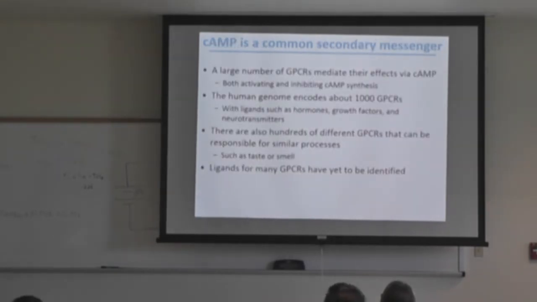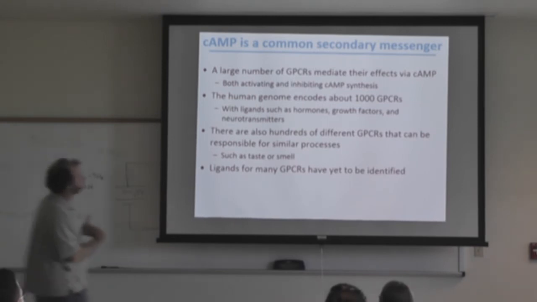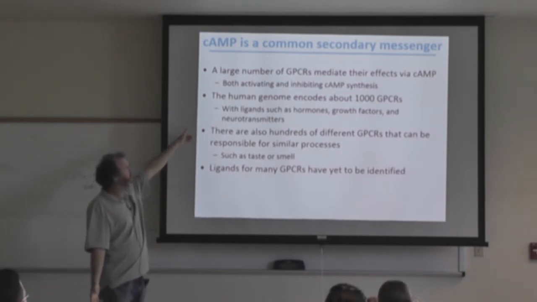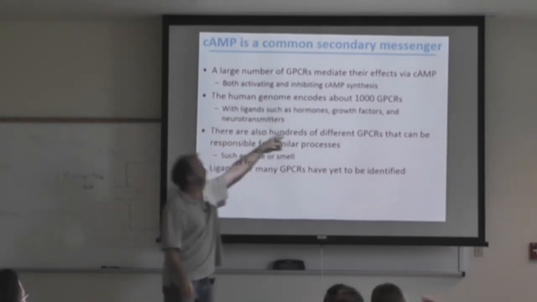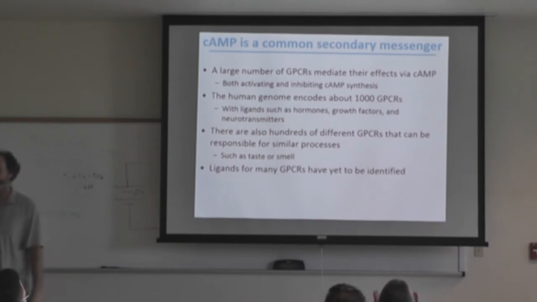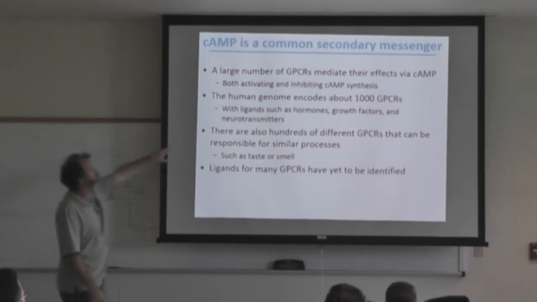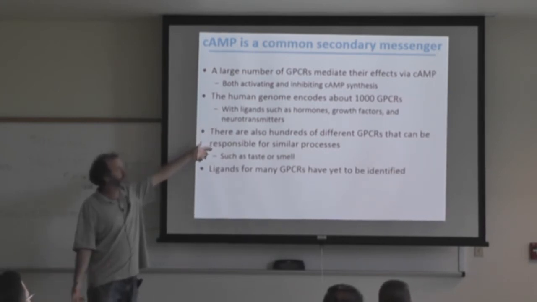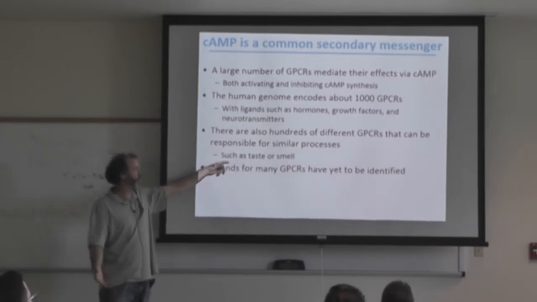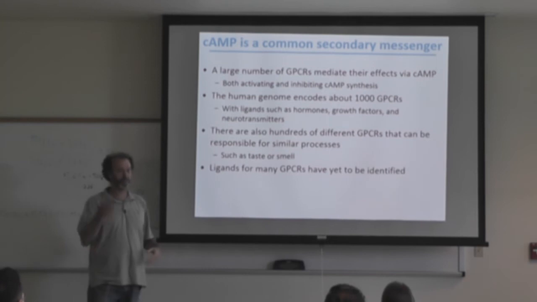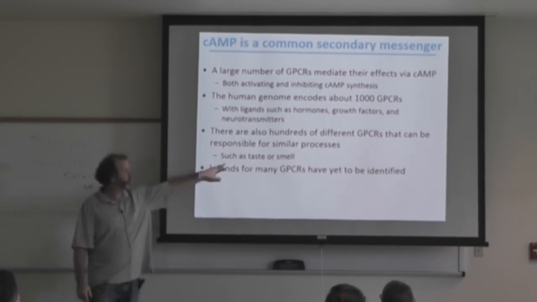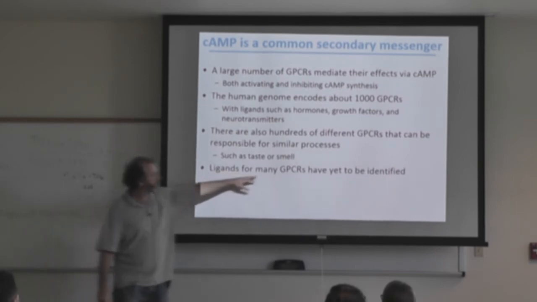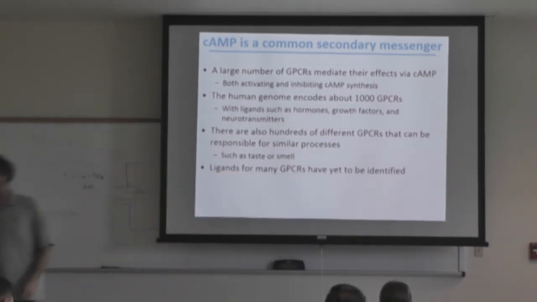Cyclic AMP is a common secondary messenger. I'm sure you've heard about it a lot in immunology. A large number of G protein coupled receptors mediate their effects through cyclic AMP, both activating and inhibiting cyclic AMP synthesis. The human genome encodes about 1,000 G protein coupled receptors with ligands such as hormones, growth factors, and neurotransmitters. There are hundreds of different G protein coupled receptors responsible for similar processes: taste and smell, and even the sense of light is a G protein coupled receptor. Ligands for many of the G protein coupled receptors have yet to be identified.